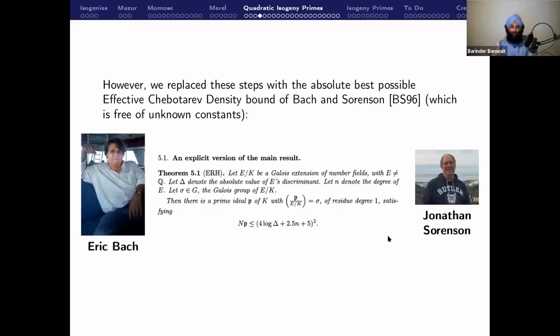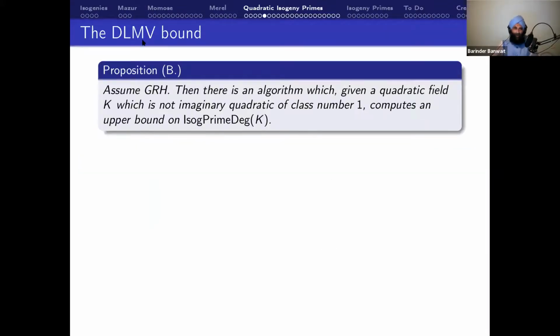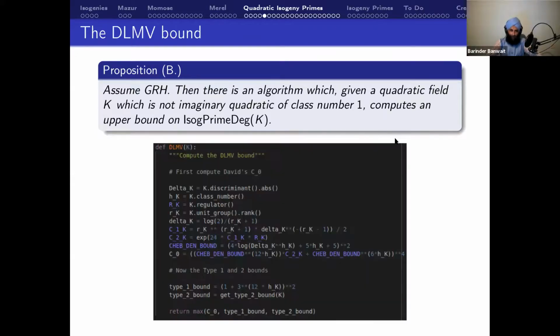So, for example, there's Theorem 5.1 of Bach and Sorensen, which is free of unknown constants. So augmenting the work of David, Larsen, Momose, and Weintraub with explicit effective Chebotarev density, one is able to get an algorithm for computing an upper bound for these isogeny primes of quadratic fields, which moreover one can code up in a few lines of Sage.